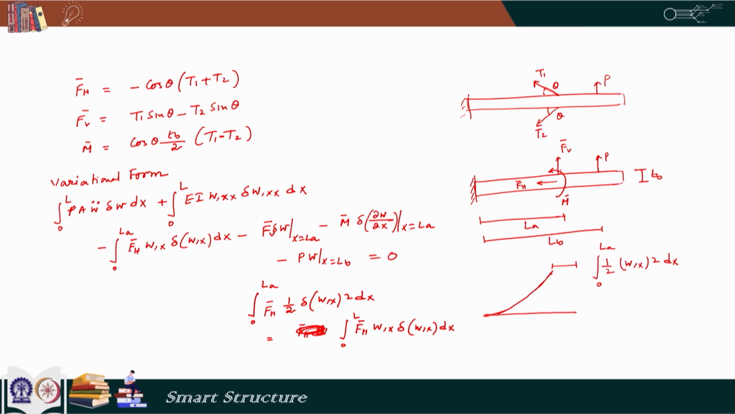Now, F h is this. So, once we take this negative sign inside, this entire expression becomes positive. So, F h is a negative quantity, that is why it works in this direction. So, this is the virtual work expression for this.